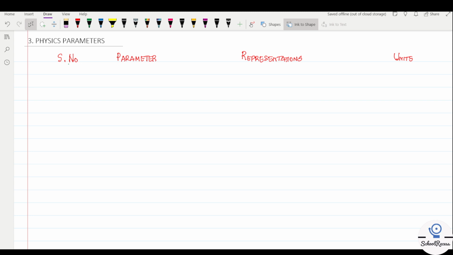In today's class, we will see a few parameters in physics and understand them in an easy fashion. To begin with, let's start with the basics of distance.